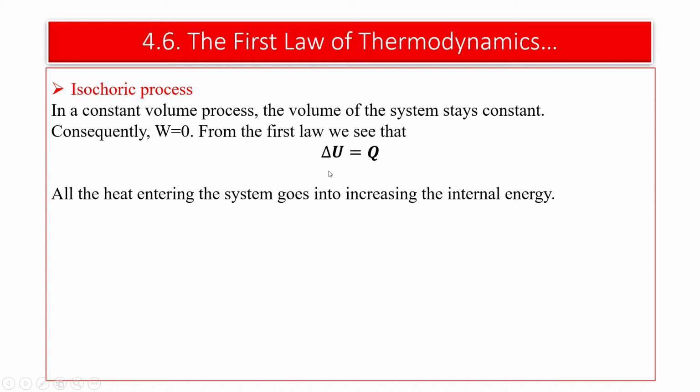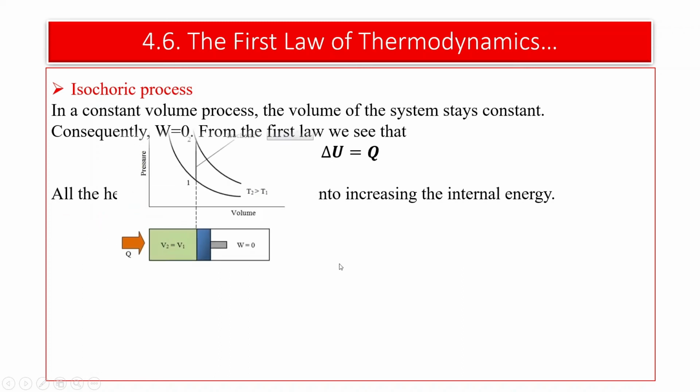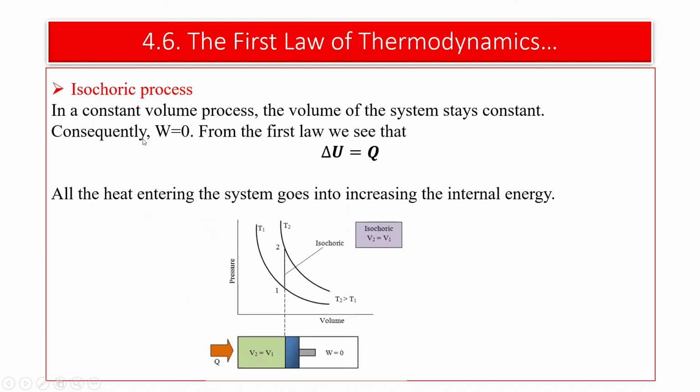This implies that this is an isochoric process. So the whole heat entering the system, the whole heat supplied in Q form, is used to increase the internal energy of the system. The other one, this one can be explained using a pressure versus volume graph.